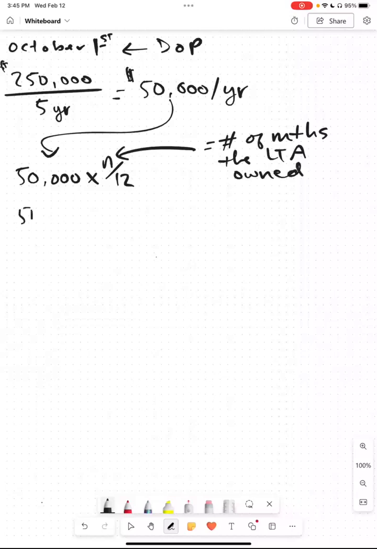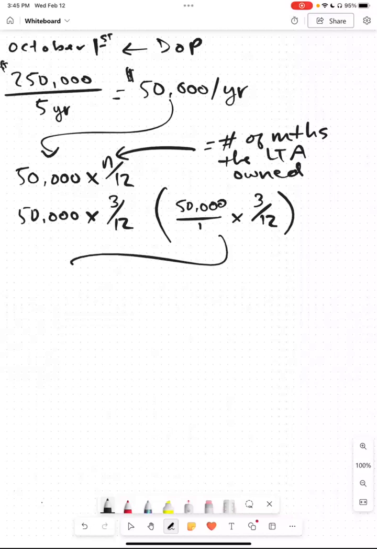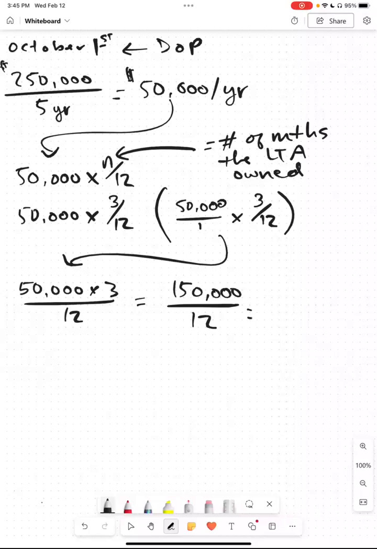So in our case, what we would have is 50,000 times October, November, December, so 3 months over 12. This essentially turns into 50,000 over 1 times 3 over 12. Hopefully you can do a little bit of math and you'll see that at the end of the day, it's 50,000 times 3 over 12. Which means that we've got 150,000 divided by 12, which means we've got, I believe, $12,500 for 3 months of depreciation.